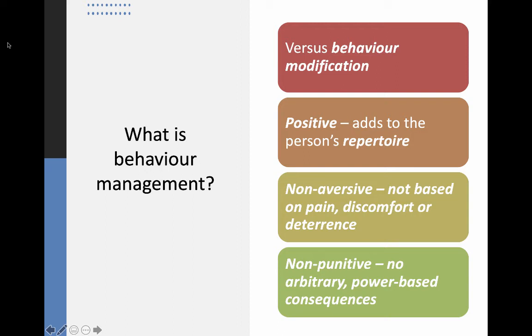So when we say we don't use punishment, the term for that is non-punitive. That means we don't use any consequences that are arbitrary. If we are the only one who could have thought of that consequence, then it's a good sign that it's a punishment.